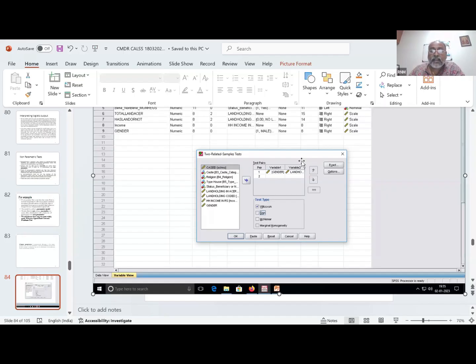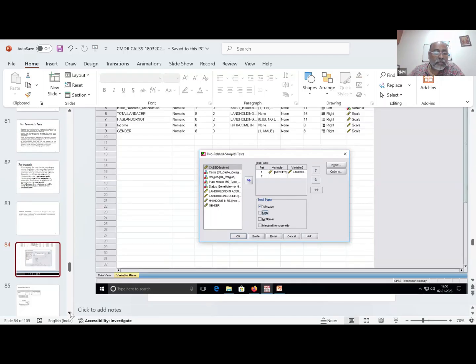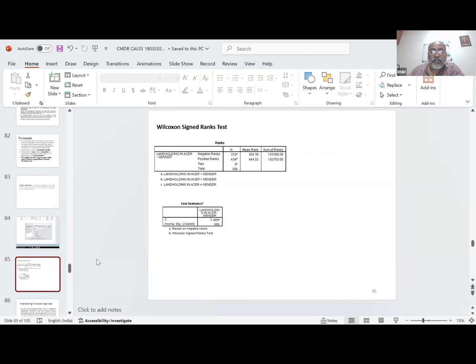So if you have the data, go to Analyze. In Analyze, go to Nonparametric Tests. There you select the two related sample test. Click on Wilcoxon. The sign test will not do, that is the extension of it. Then it will derive the results. So we'll get this output. It is showing significant.